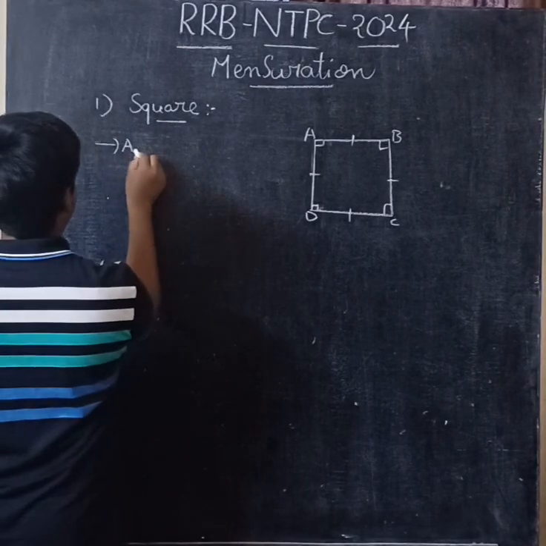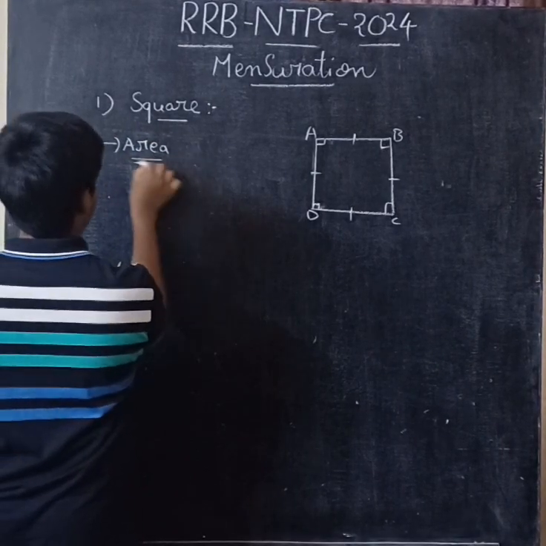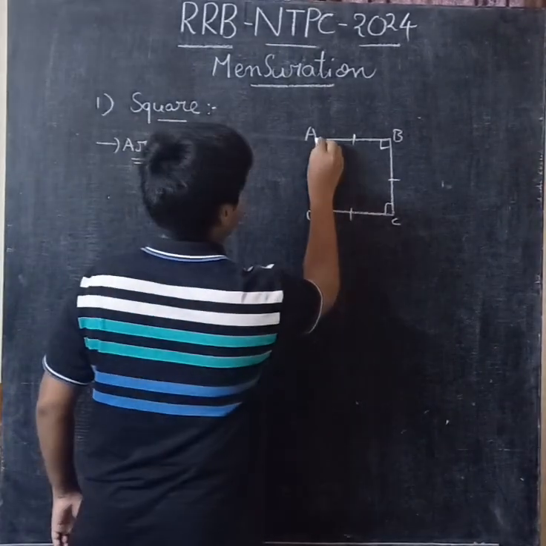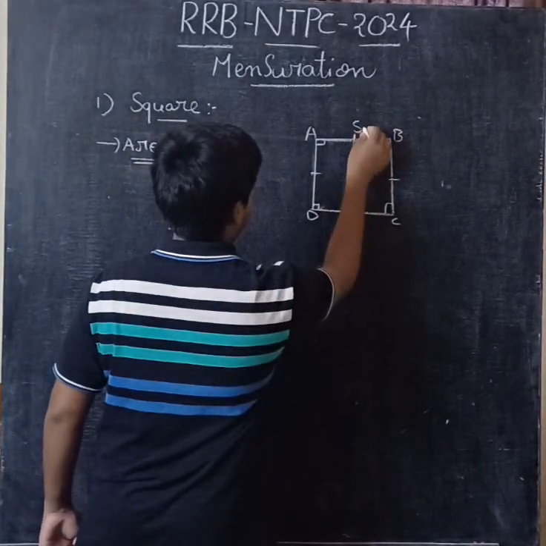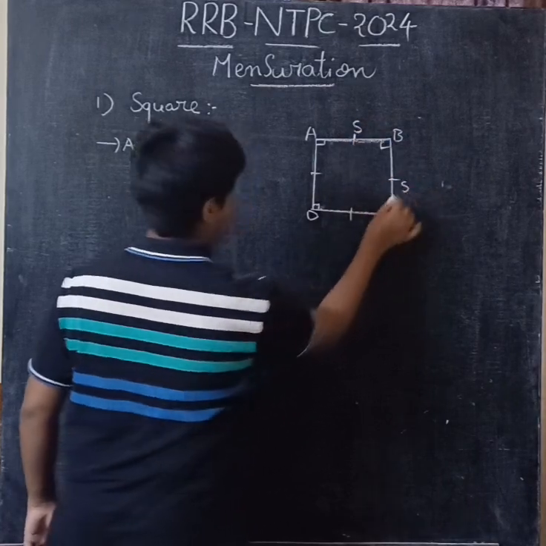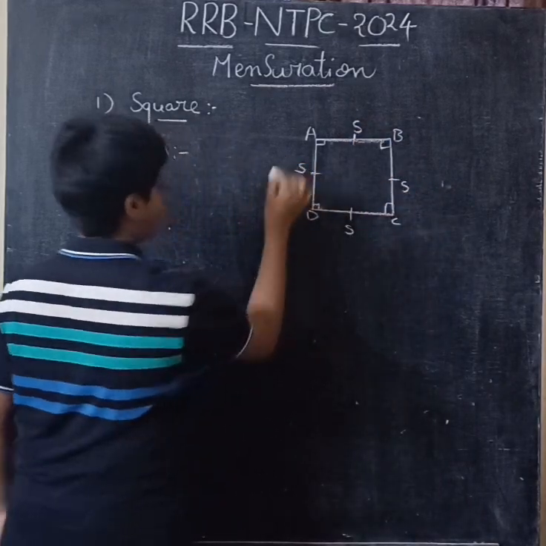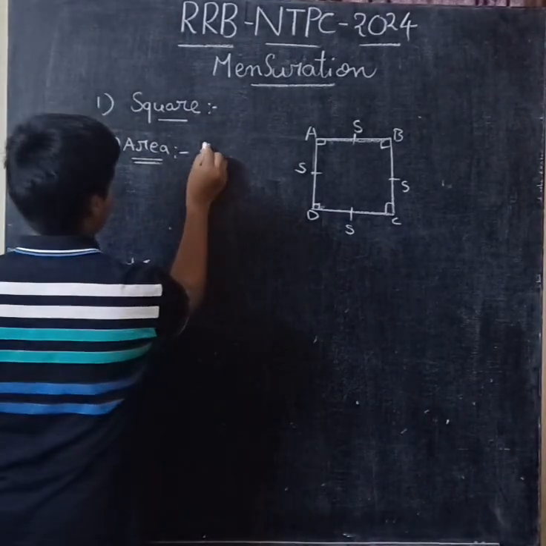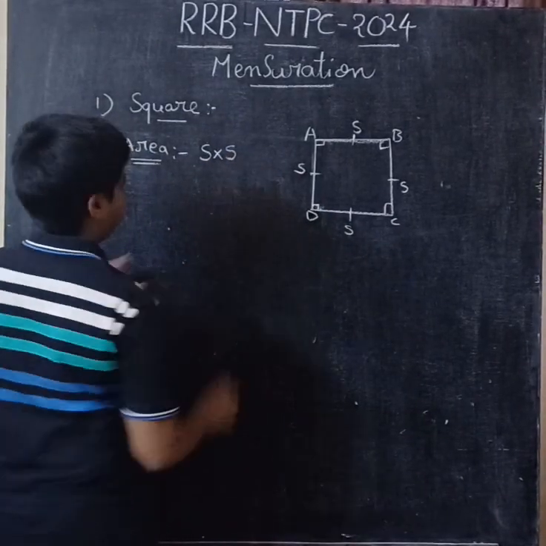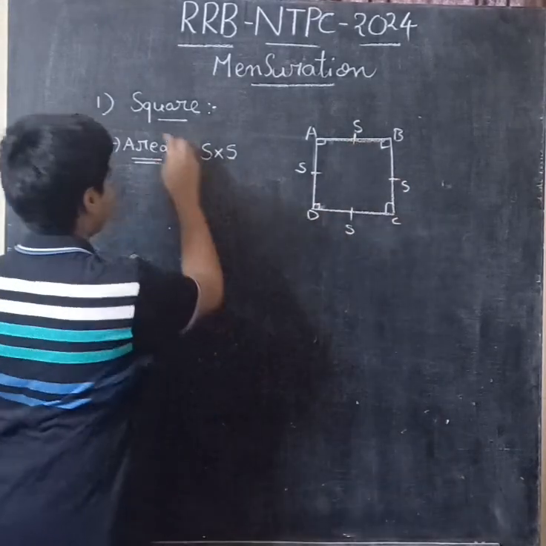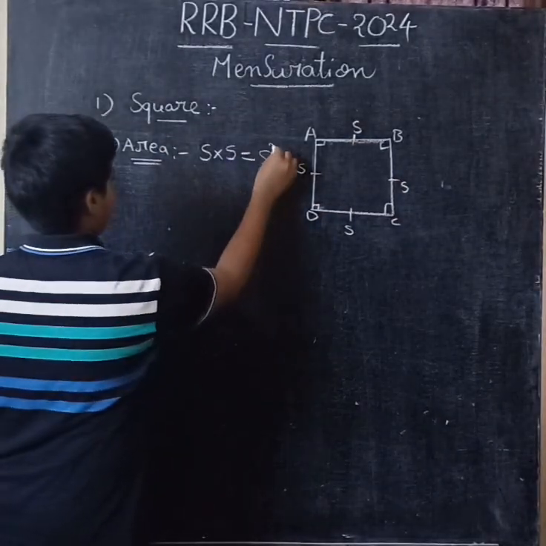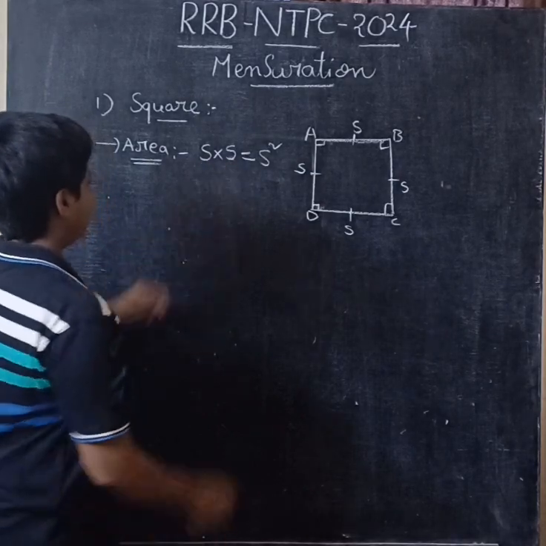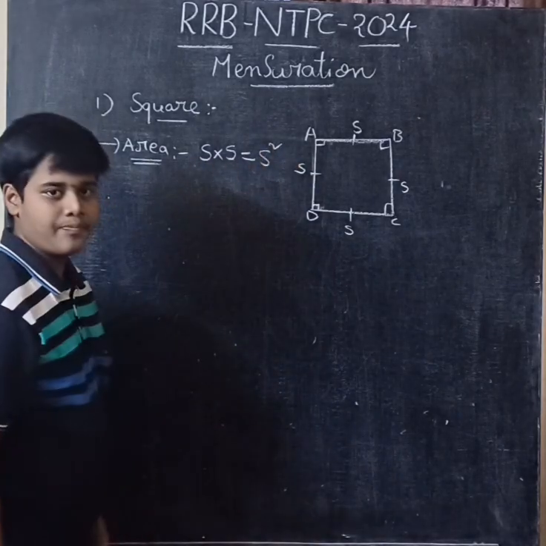Okay, so in this first one, area. So how to find area? I am calling this S, and this is also S, and this is S, and this is also S. S means side. So area is nothing but side into side. Multiplication of two adjacent sides is known as square area, S square. Two same terms multiplying means S square.